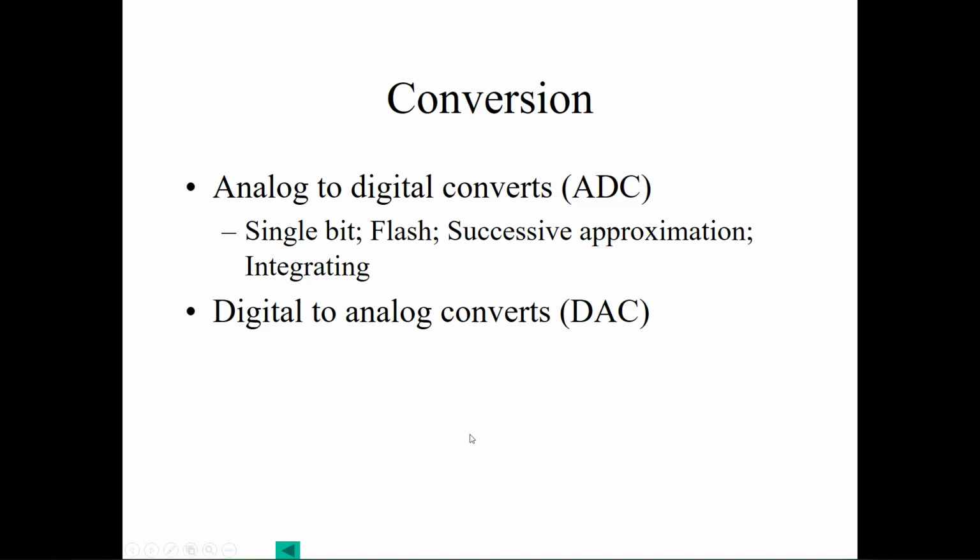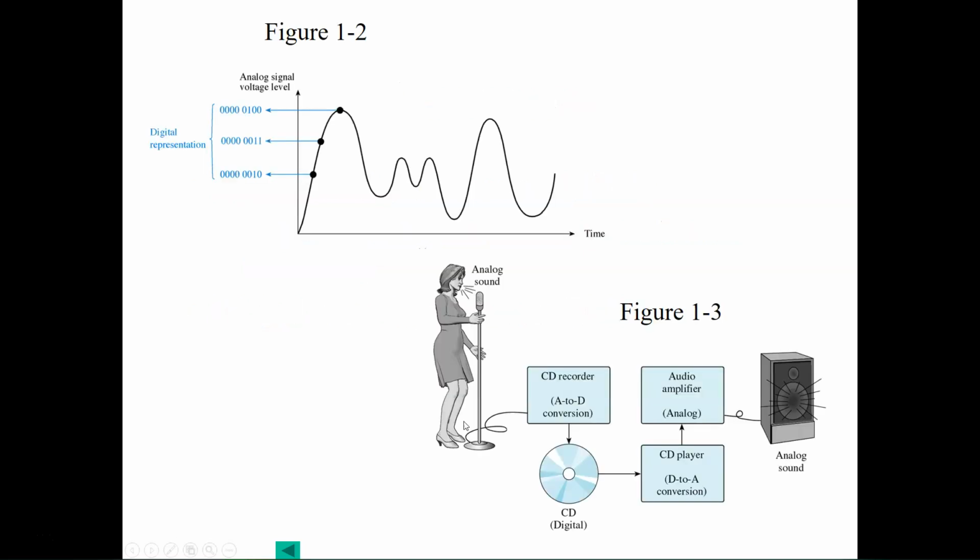Versus converting digital to analog. That means we have to go a step back. So here's our digital representation. What they do is, here's your analog signal. So let's say somebody is singing and they're singing to create your CD. And how do we get that CD to go to the amplifier?